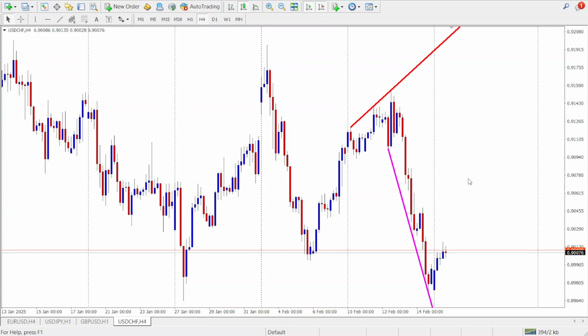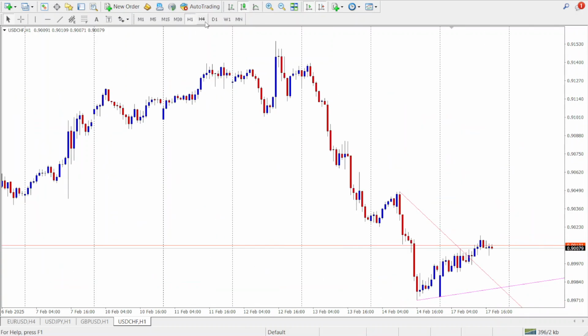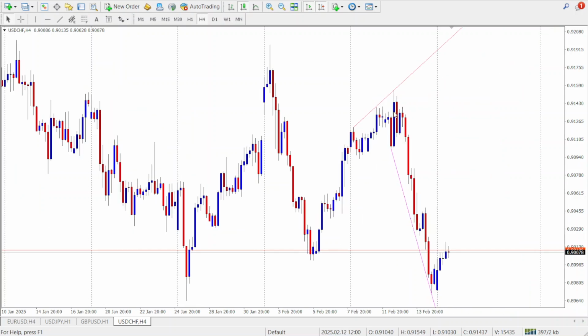Unlike traditional manual trend line drawing, where traders might misplace lines due to subjectivity, the auto trend lines indicator removes the guesswork by analyzing historical price action and plotting trend lines with precision. It's especially useful in fast moving markets.